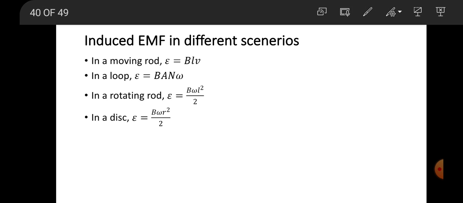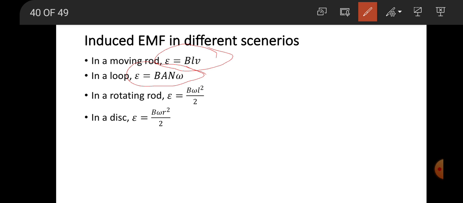Now, in different scenarios, we have induced EMF. Like in a moving rod, if a rod is moving in a magnetic field, current will be induced in that rod. The induced EMF is BLV. B is magnetic field, L is length of the conductor, V is the velocity. But if it is a loop, we are going to have BAN omega.